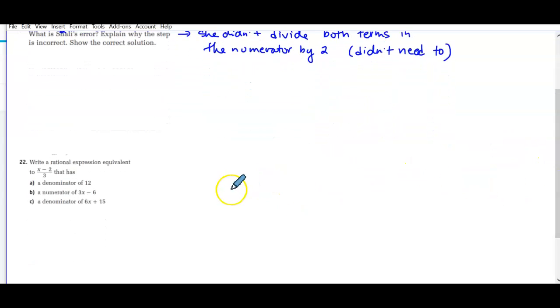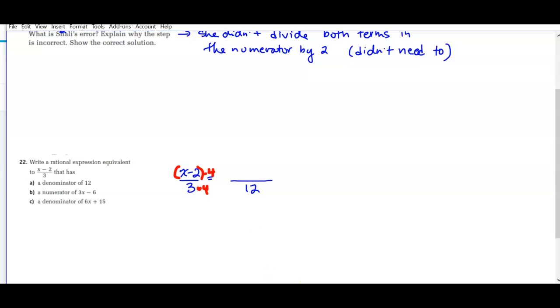Question 22, write a rational expression equivalent to this that has a denominator of 12. So here we want to show this an equivalent fraction. So you could have to multiply top and bottom by the same number or divide. In this case, if we need this to be 12, then we need to multiply. So really we're going to multiply here by 4. Okay, I'll just use a dot for multiplying. And so that means the numerator has to be multiplied by 4. Okay, same thing, top and bottom.